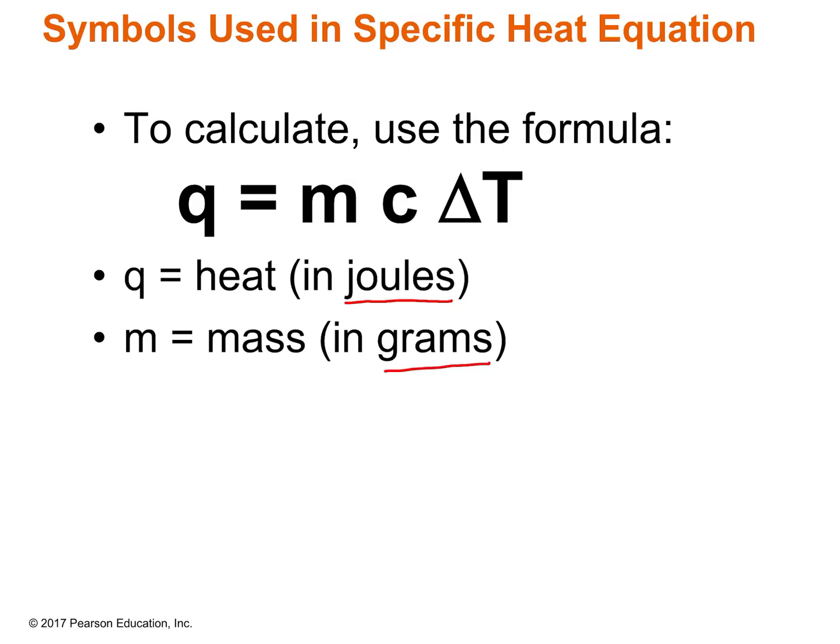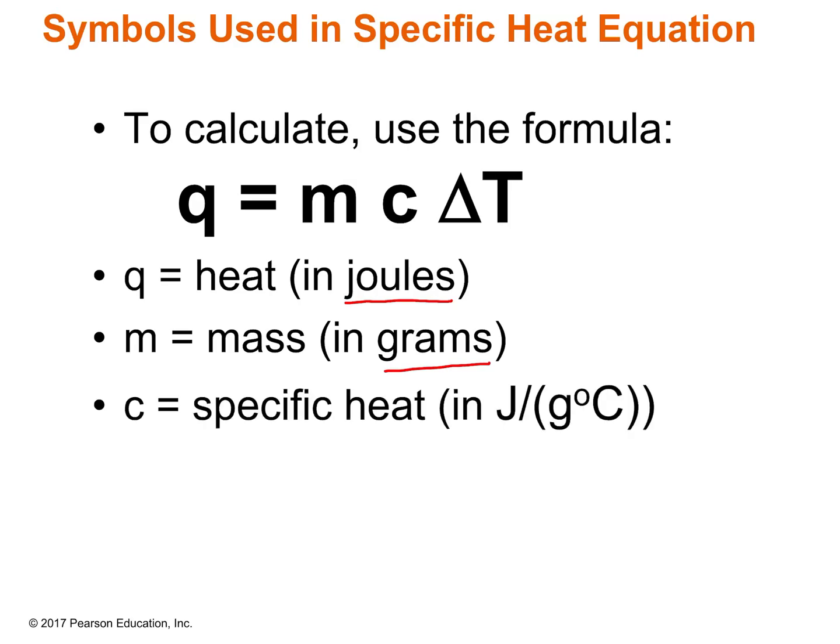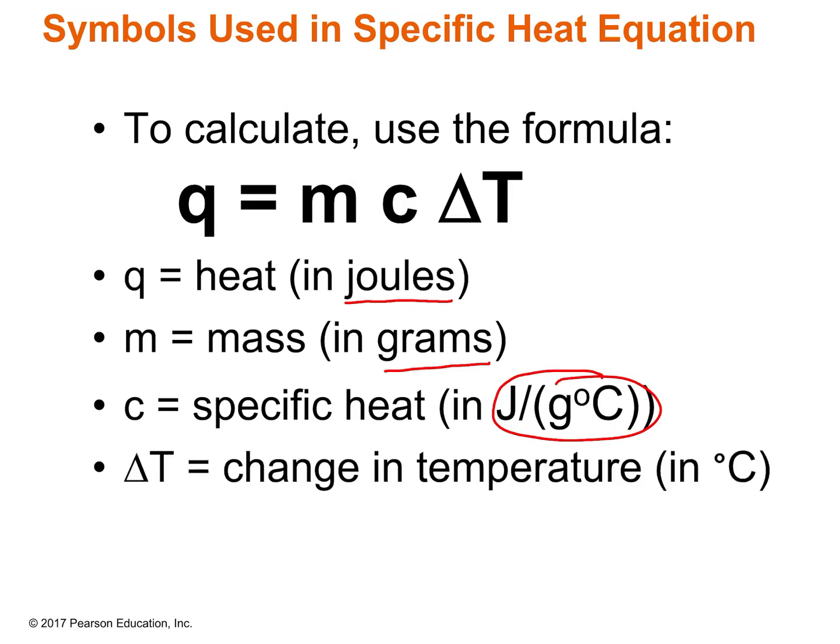M is the mass, and that's always going to be in grams. So again, if it's in kilograms or something like that, you'll need to convert it. C is the specific heat, and that's something that you will always be given or need to look up, and it's in joules per gram degree Celsius. This whole thing, joules per gram degree Celsius, is the unit for specific heat.